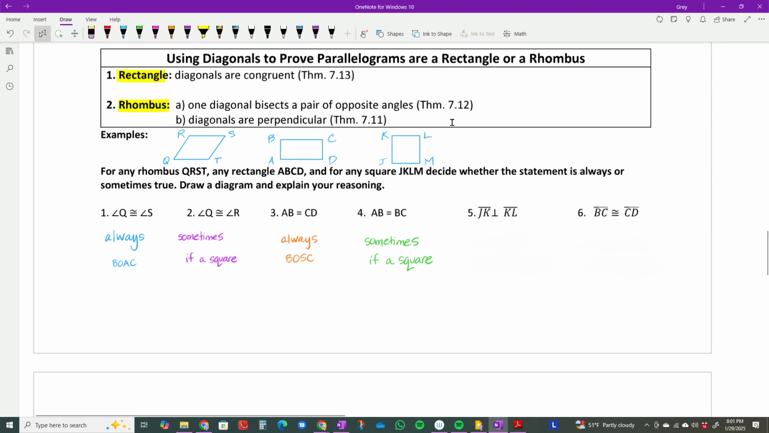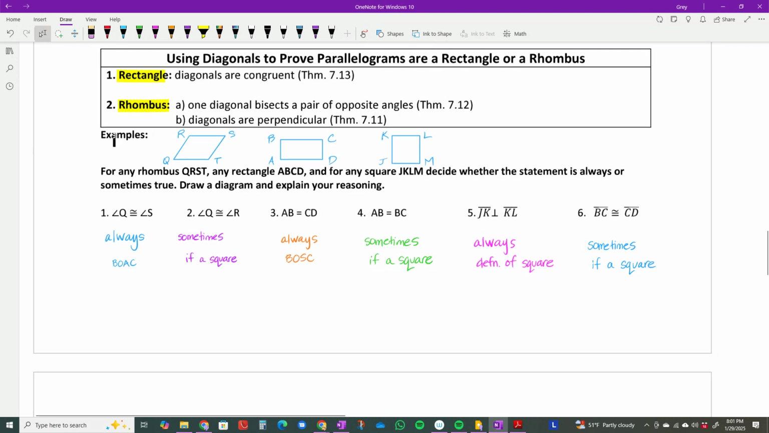All right, JKLM. Is segment JK perpendicular to segment KL? And I hope y'all said always, because that's the definition of a square. It has 4 right angles. If it has 4 right angles, then we know the sides are perpendicular. Back to the rectangle. Segment BC is congruent to segment CD. Okay, well, that's kind of like this one. Those are consecutive sides. Are they congruent? Well, sometimes, if my rectangle is a square.